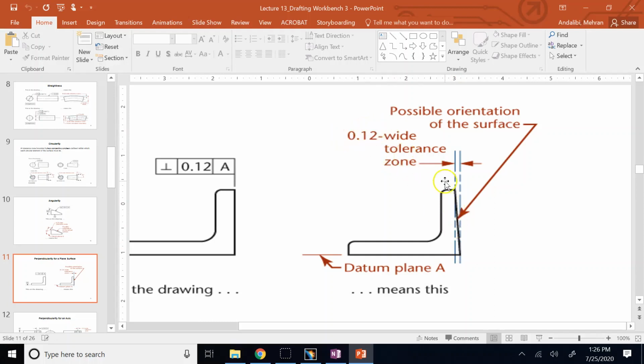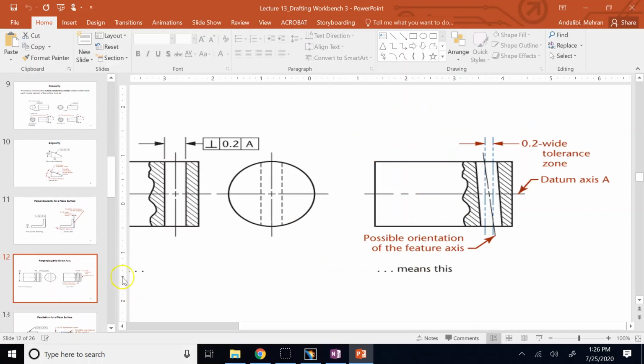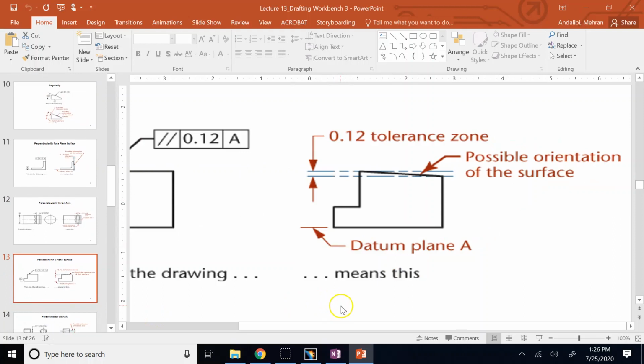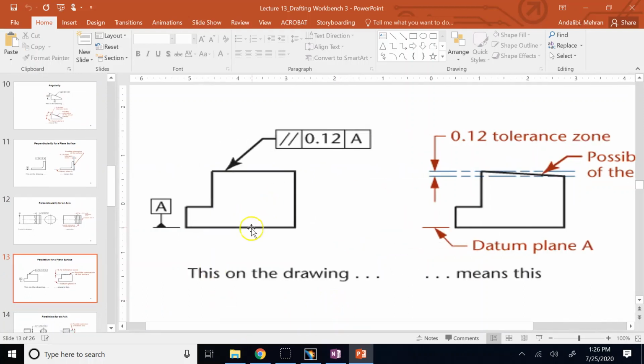And the smaller you make it, the smaller the deviation you should have. Or let's say, in the case of parallelism, I say this top surface has to be parallel with surface A with a tolerance of 0.12. What does it mean? It means if it's not perfectly horizontal, and I provide two planes perfectly parallel to A, then any point on the surface should be within that gap of 0.12 inches, right?